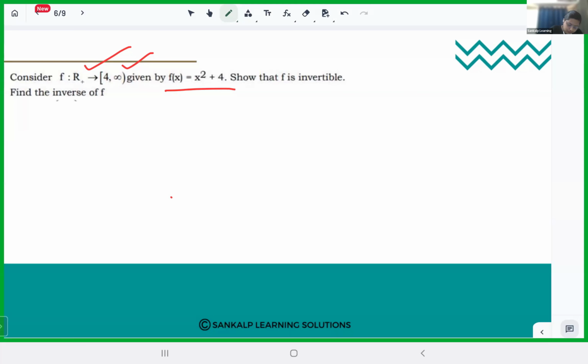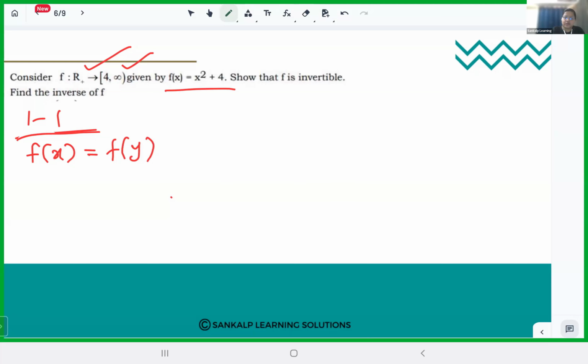First of all, we'll start with one-one. What is the condition of one-one? If you take f of x1 equal to f of x2, you should get x1 equal to x2. I'm taking x and y; you can take any variable. So I'm putting f of x equal to f of y. What I have to prove is that x equal to y. If it is one-one, I should get x equal to y.